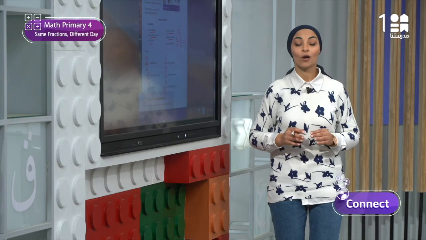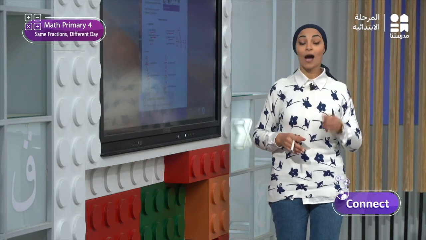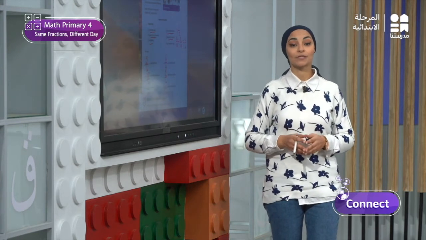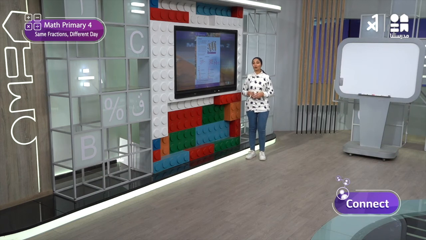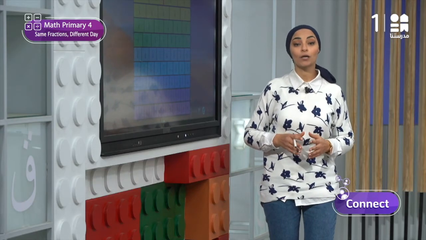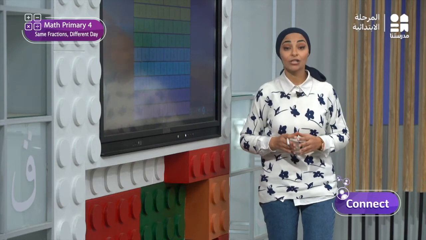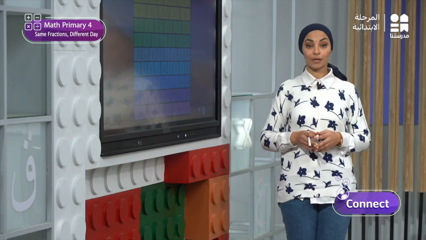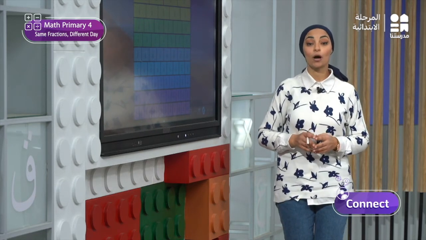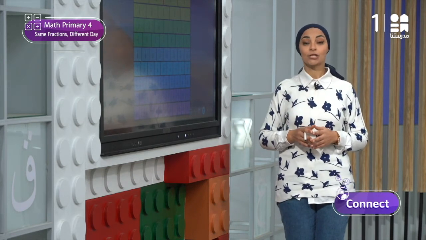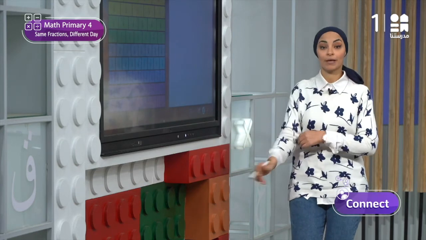In the practice part, we will find that problems 1 and 2 are very easy to solve. We are asked to write the fractions that represent each model. Now let's solve problems 3 and 4 together. Here we are asked to find one or more equivalent fractions to the fraction in the problem. This will be done using the fraction wall. In problem number 3, we are asked to write one or more equivalent fractions to half. So, let's see here and do it together.